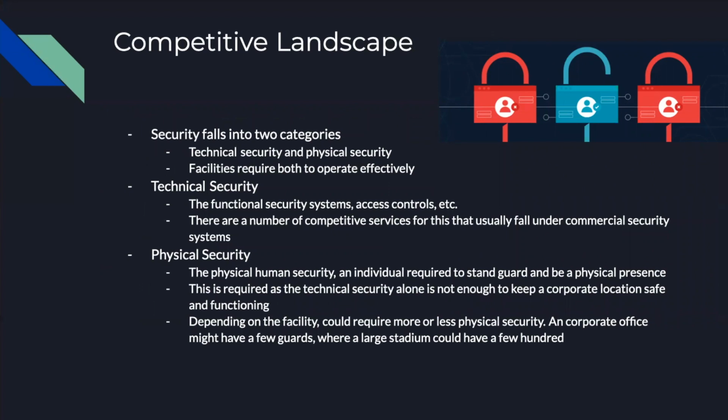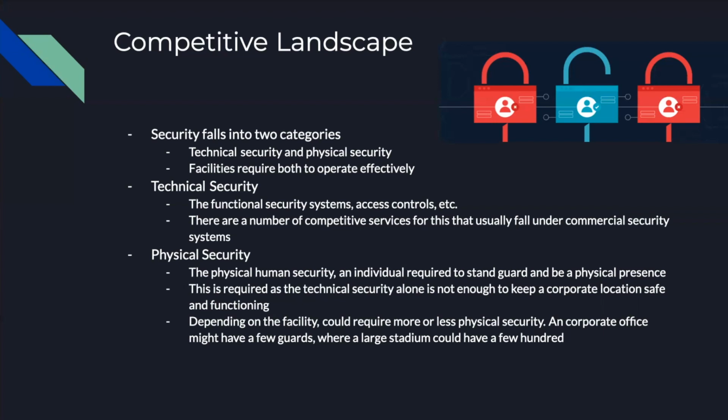All right, when it comes to competitive landscape, security falls into two categories. There's technical security and physical security. Facilities require both to operate effectively. Technical security is the access control system itself. There are several firms that offer various types of different access controls. Many companies offer more commercial, more personal, and we're more focusing on the commercial level of this for larger buildings, event centers, things like that nature. And they usually require large numbers of access areas, a large system to operate effectively, to be able to access all of the doors, to make sure that the right staff have the right access to different areas.